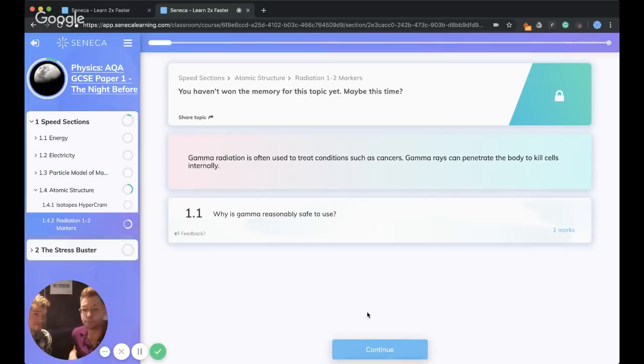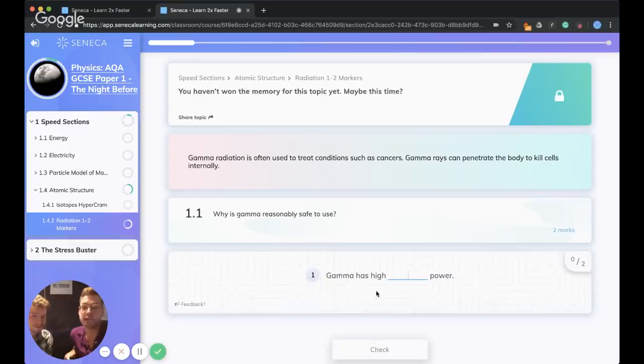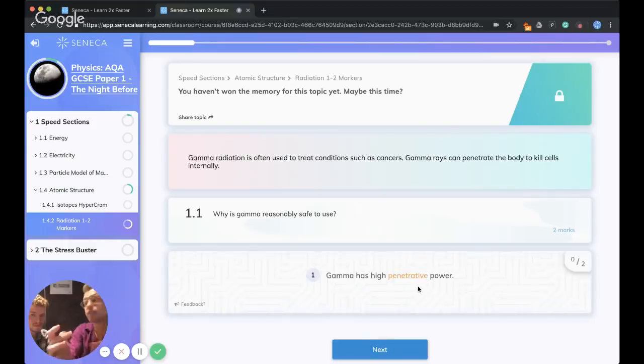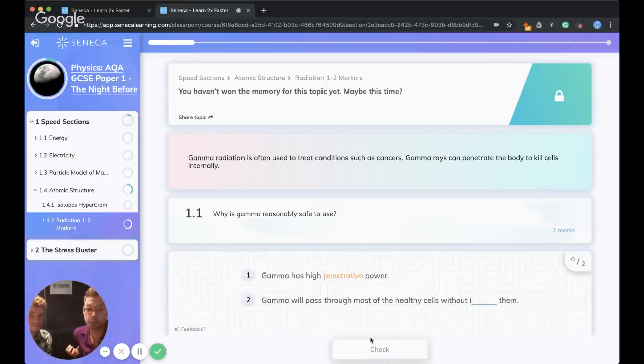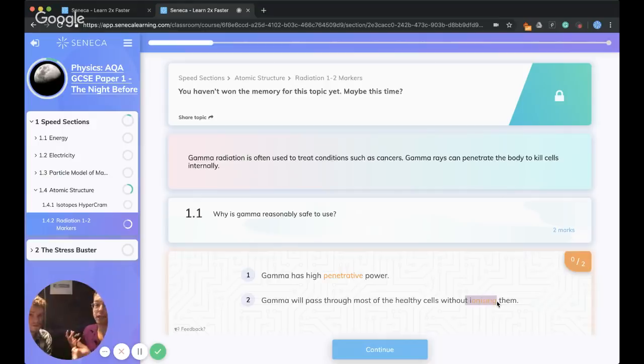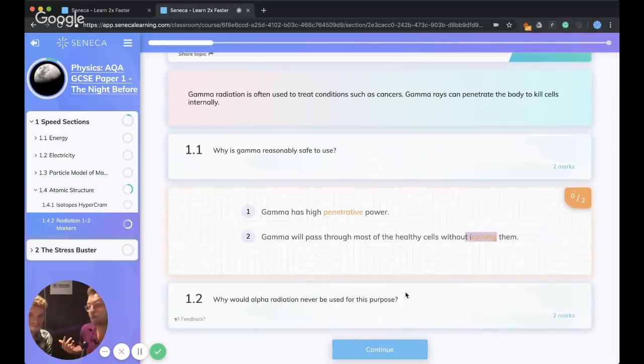Remember, important. So why is gamma reasonably safe to use? Well, gamma has a high penetrating power. What does that mean? It means that it's going to go through everything. Boom, it can go through anything. So that's what you want to remember about gamma. Gamma is the most penetrating radiation out of the 3, but it's the least damaging. So it will pass through most of the healthy cells without ionizing them. That's one of those key words we want to use. Ionize: create something charged. So that's why gamma is reasonably safe to use.